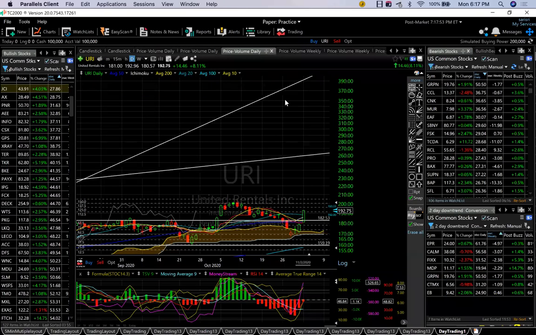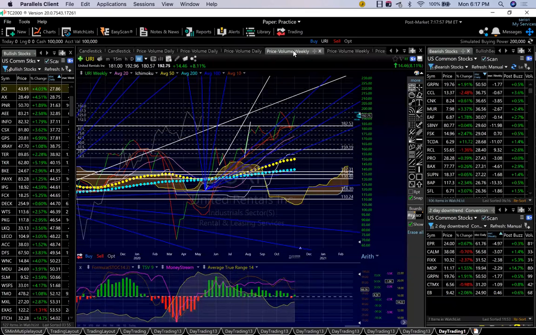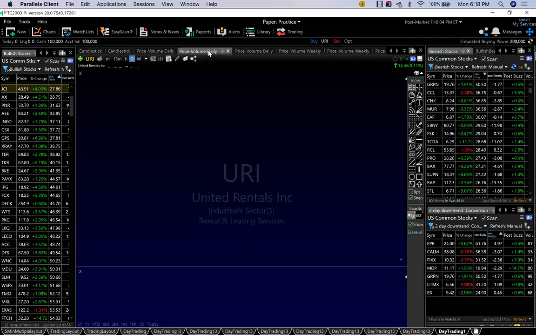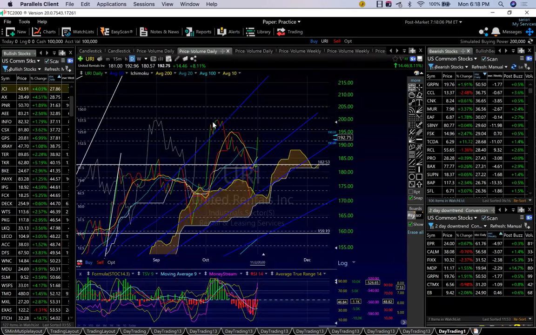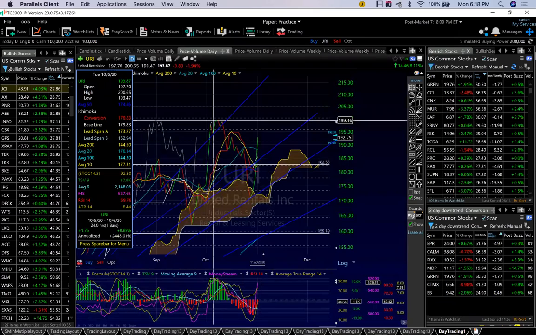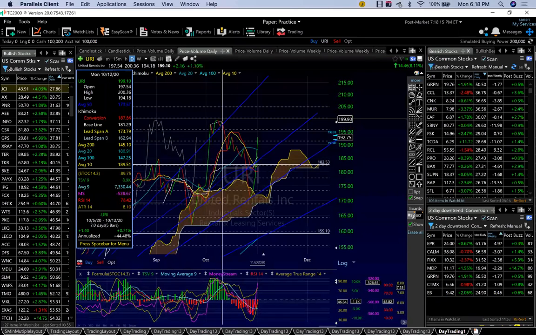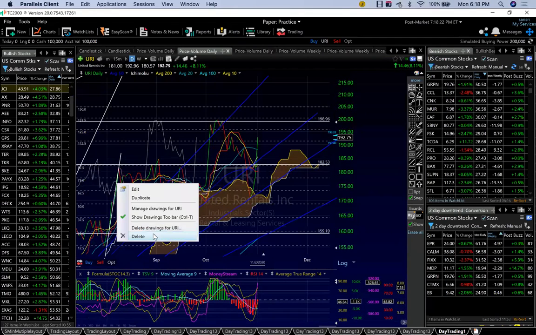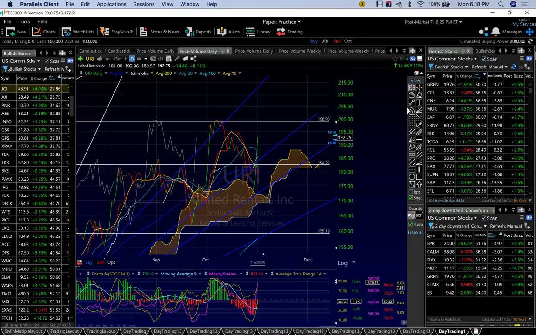Oh, URI is bullish on the daily. That's good. And it is bullish on the weekly. That's nice. So now what? Let's look at the... okay. It has a resistance at 199. Yeah, it has resistance at 199. If it breaks through that, then we can see. Let's draw the Fibonacci here.